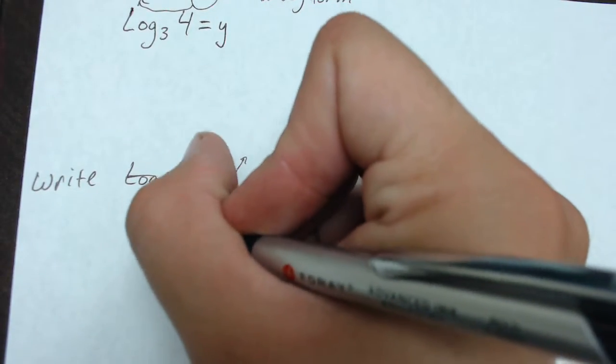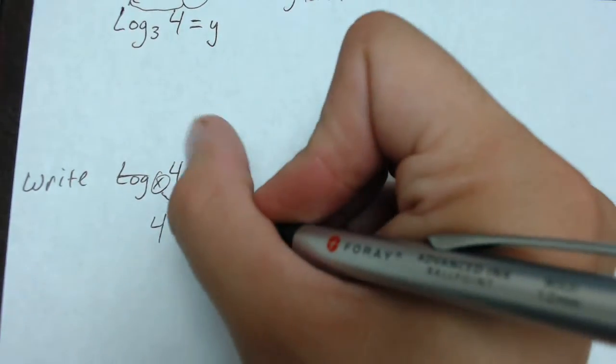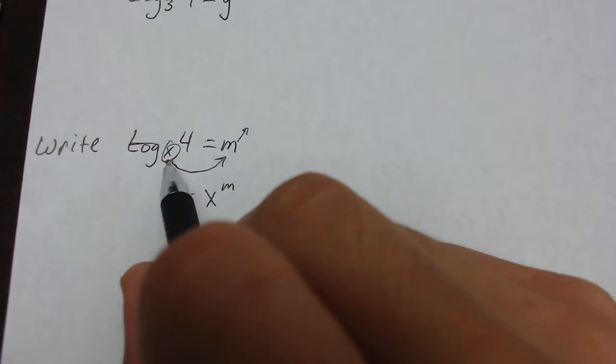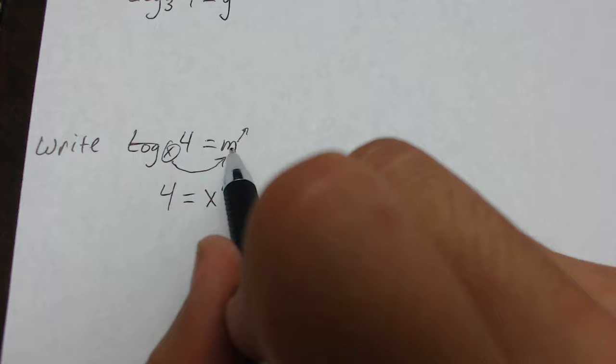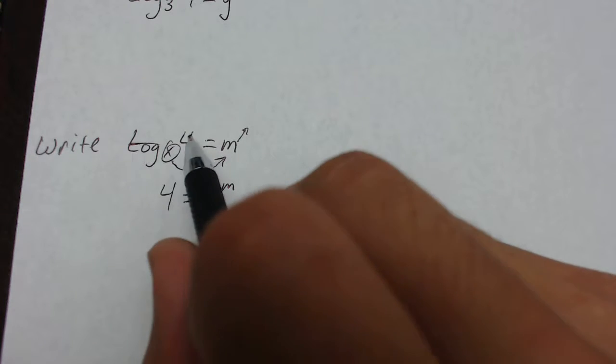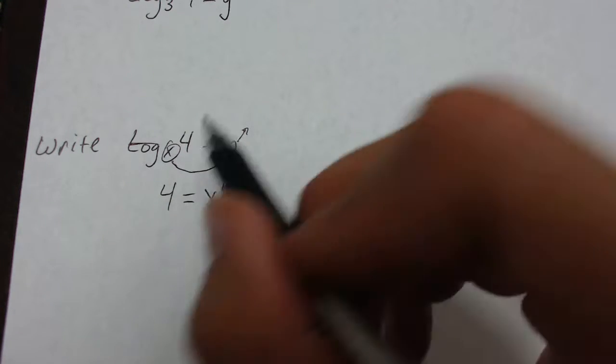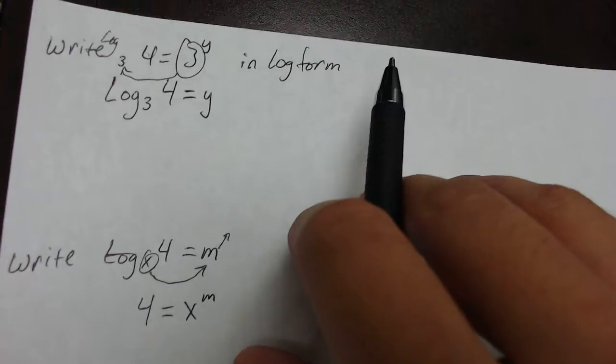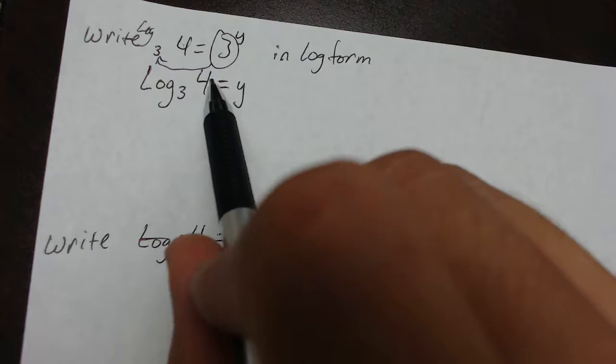So what we end up getting is 4 equals x to the power of m. So what we're saying is log base x of 4 is m. So the exponent of x to get the answer of 4 is m. That's another way to think of it. There are a lot of big words and concepts to go over, but the math is very simple. It's just a really simple technique.